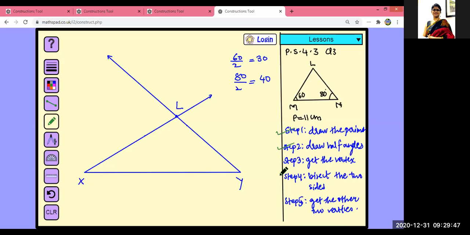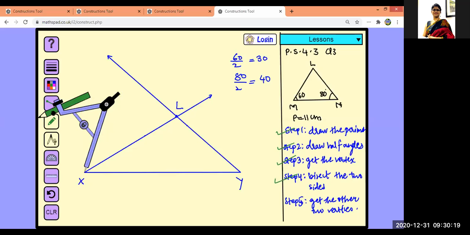So far we are done with the first 3 steps. Perimeter is done, half angles is done, we have got the vertex, and now we have to bisect those two sides. So how do we bisect? Place the steel point on one of the ends, X, and take more than half distance. This is complete XL. We have to take more than half. Half will be somewhere around here. Take more than half distance, and you need to keep the distance intact, right? So without disturbing the distance, draw 2 arcs on both the sides.